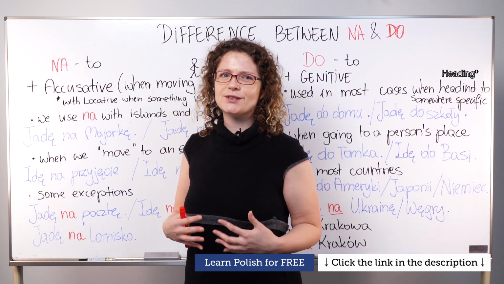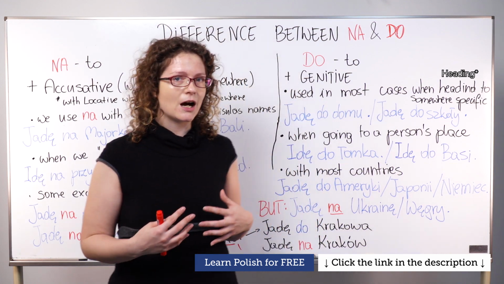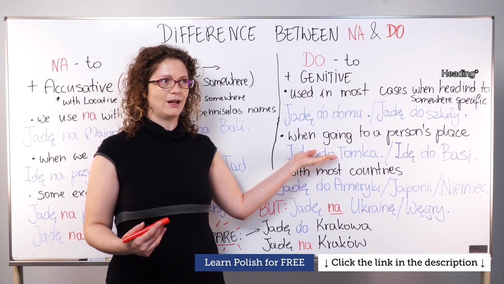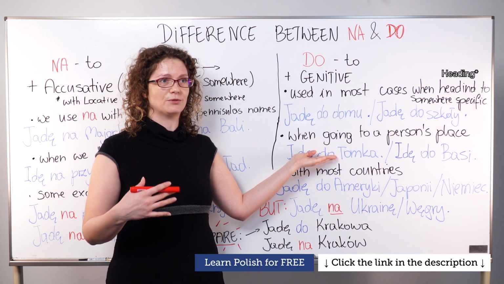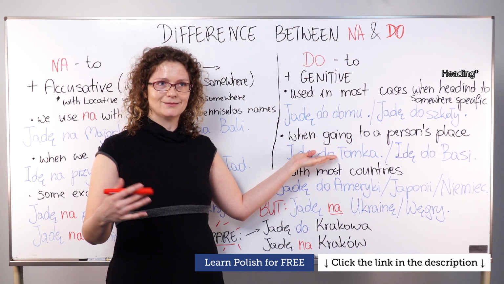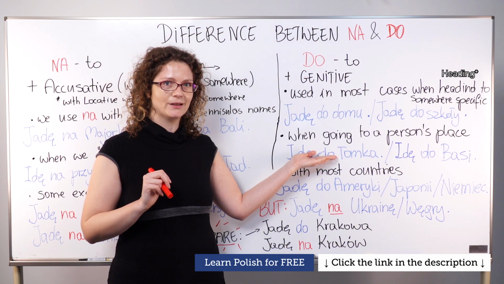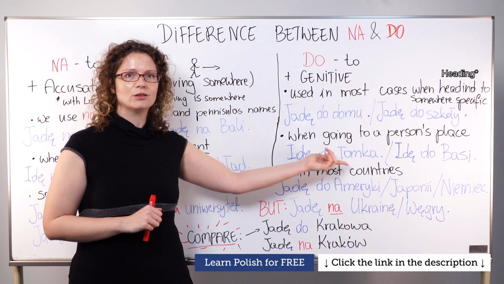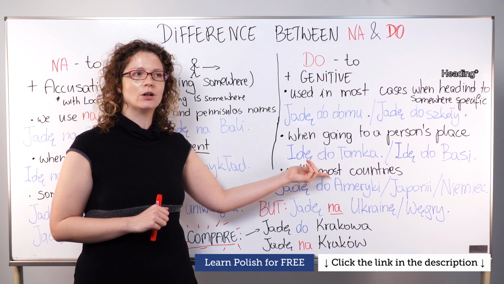But if this party is organized in my friend's house, and instead of saying I'm going to a party, I'm just going to say I'm going to Tomek's place, Tomek being my friend's name, in Polish you would just say idę do Tomka.